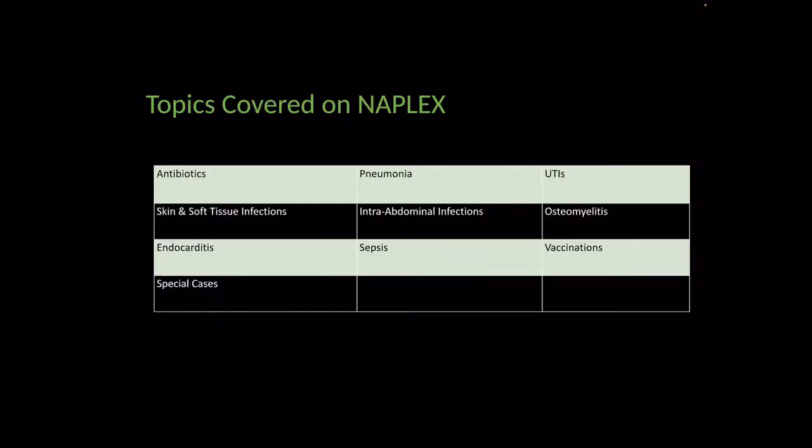The multiple choice I mentioned was about UTIs, skin and soft tissue infections, and intra-abdominal infections. We're going to look at osteomyelitis, endocarditis, sepsis, and vaccinations. We're going to look at all of it, beneficial for you as you study for this exam. So take a minute and utilize these tables, and ask yourself which are live vaccines and whether they're appropriate for a patient. You shouldn't be giving a live vaccine to a pregnant patient anyway.